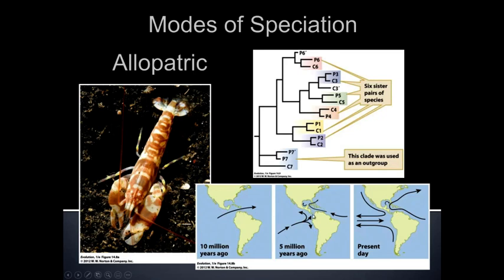But when it became separated, the ones on the eastern side became completely separated from the ones on the western side. And so today we can see all sorts of species groups where there's a Pacific one that is most closely related to a Caribbean species. So that was an allopatric speciation event.